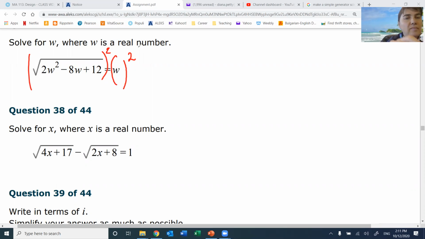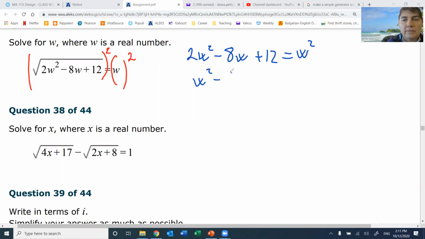Okay, so when you square the radical, what happens? The radical falls. So you don't have a radical anymore. Equals w squared. Okay, now what? Now you should be able to do it. It is quadratic, right? So combine the like terms and make it equal to 0. So all those need to end up equal to 0 if they have a w squared.